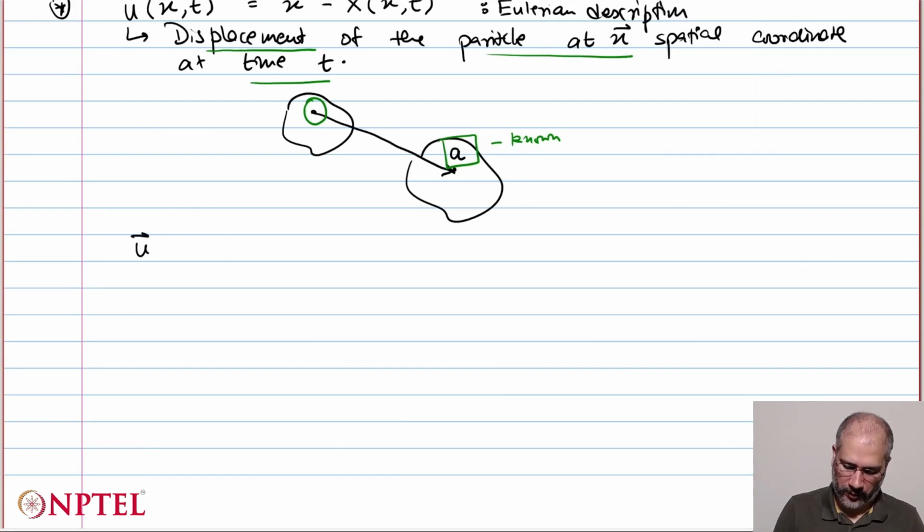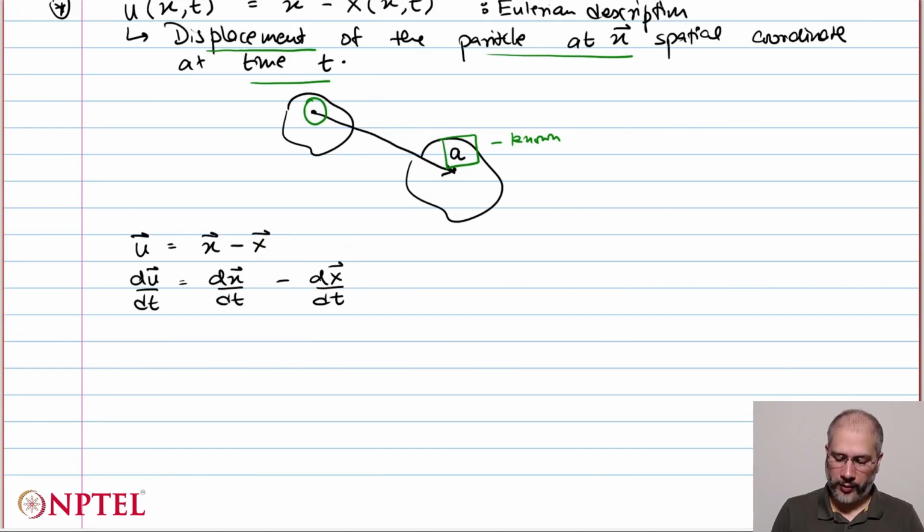Now with this definition of the displacement field, I can differentiate that with respect to time. So that gives me d small x by dt minus d capital X by dt. But we know that d capital X by dt is 0 because capital X's are defined in such a way that they are independent of time. So this simply becomes d small x by dt, which is nothing but the velocity vector.